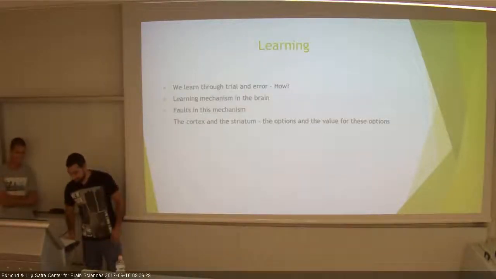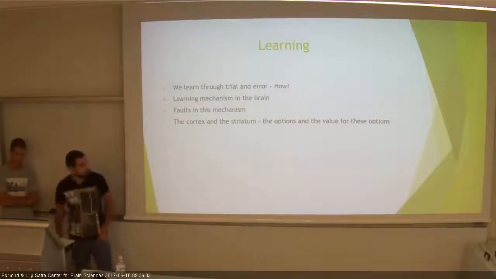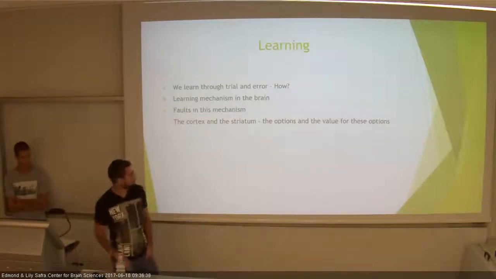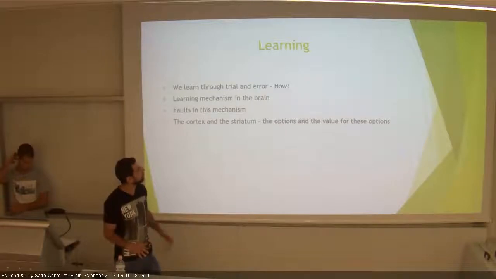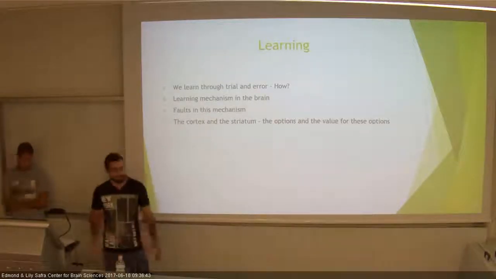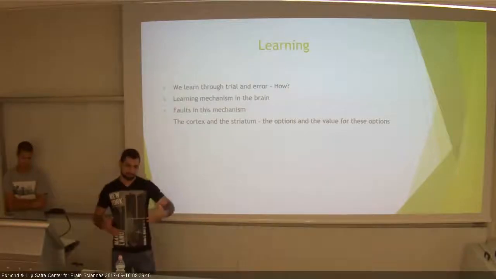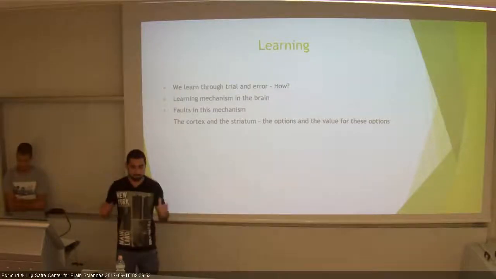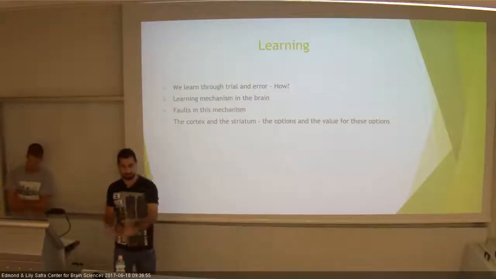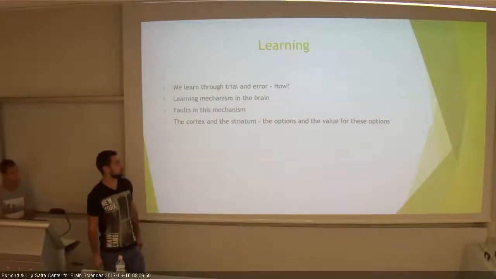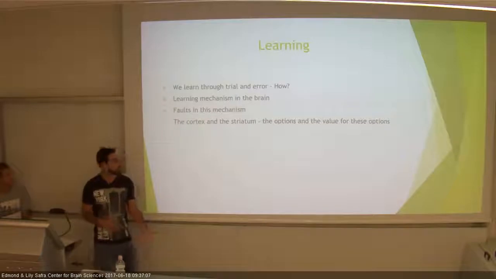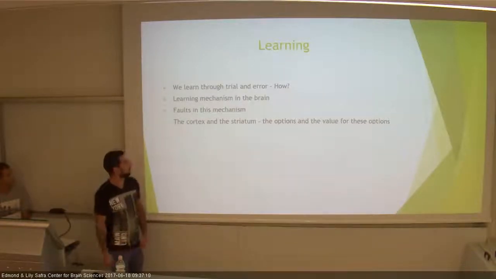Alright, so learning. We learn through trial and error. We learn to choose better options and avoid worse ones through trial and error. How exactly this happens we went through with Chagai, but currently we're not 100% sure. So what do we need in order to learn through trial and error? We need to remember the options that we have and the values for them. This is a simple mechanism. You want to learn, so you have to remember what you had beforehand, and you have to give these options values to know which one gives you the best reward.